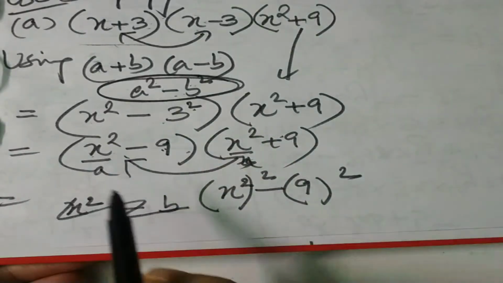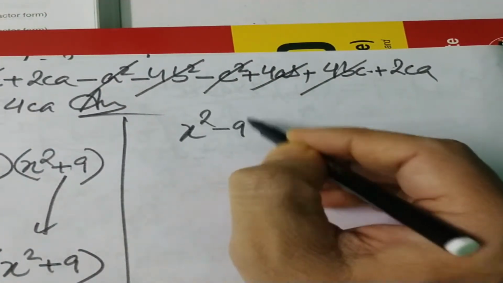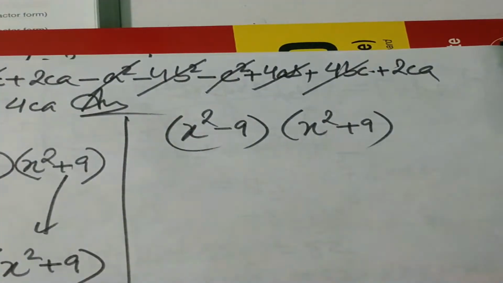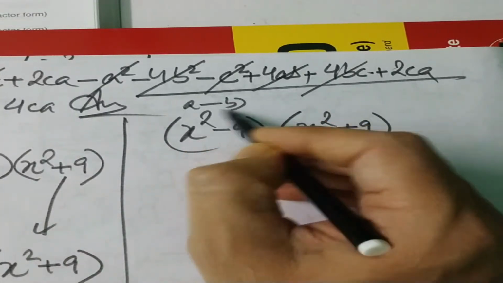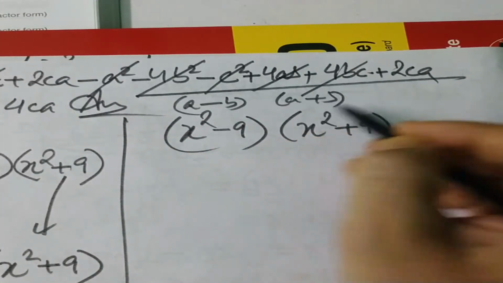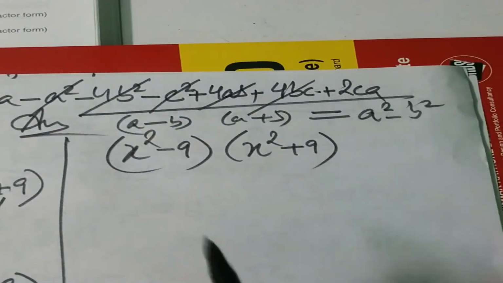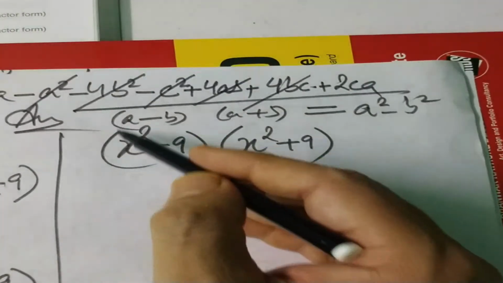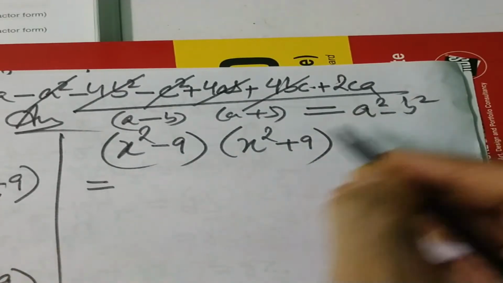So I have done the formula. It is x square minus 9 multiplied with x square plus 9. So I am using the formula now, a minus b, a plus b. I have to write my answer in this way. So what will be this answer? a minus b, a plus b. So what will it be? a square minus b square.